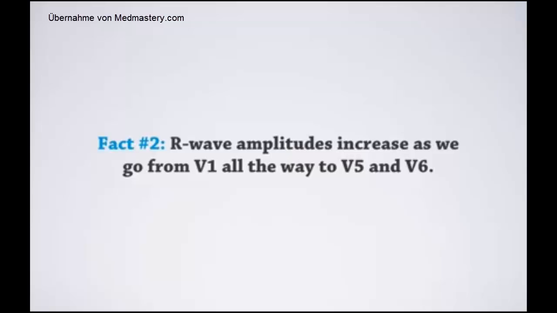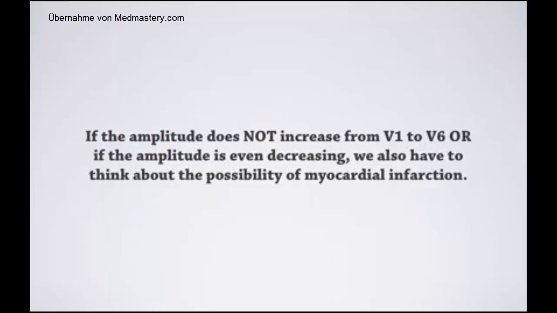Fact number 2 says that R wave amplitudes increase as we go from V1 all the way to V5 and V6. If the amplitude does not increase from V1 to V6, or if the amplitude is even decreasing, we also have to think about the possibility of myocardial infarction. Remember, we said that the increase of the R wave represents an increase of muscular mass underneath these leads, and usually muscular mass increases as we go from V1 to V6. So if the R waves don't increase in size, that means that there's a problem of muscular mass underneath the leads of the left ventricle.